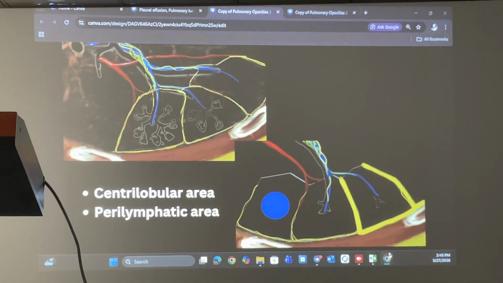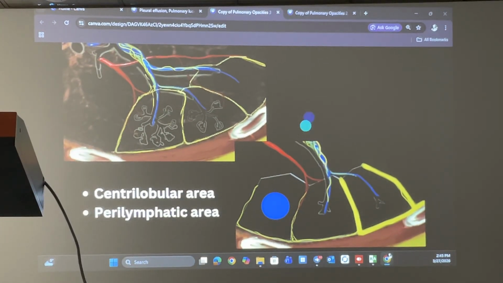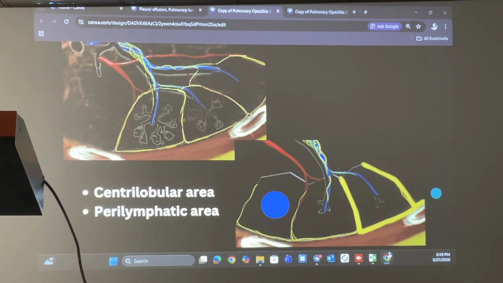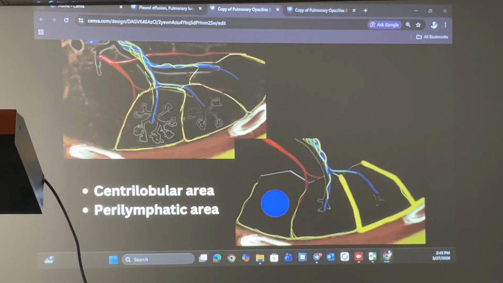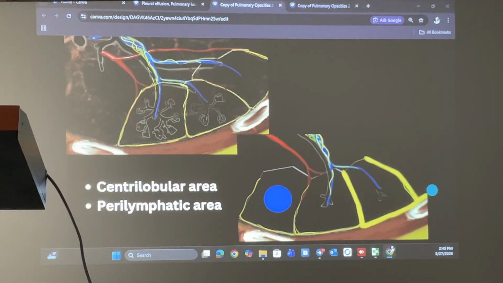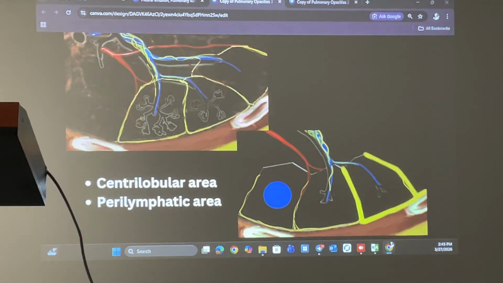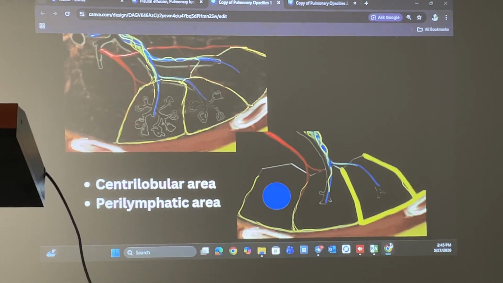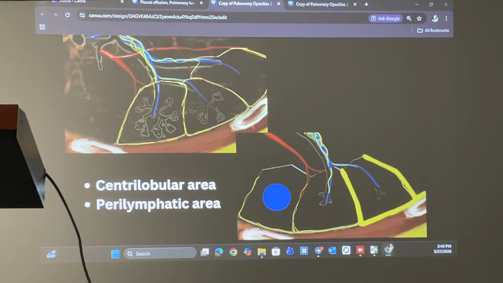Now let's again remember what the secondary pulmonary lobule is. It's the basic anatomic unit of pulmonary structure and function, and it is the smallest lobule that is surrounded by connective tissue or septum, these yellow lines. It measures about 1 to 2 centimeters and is made up of 5 to 15 pulmonary acini that contain the alveoli for gas exchange.